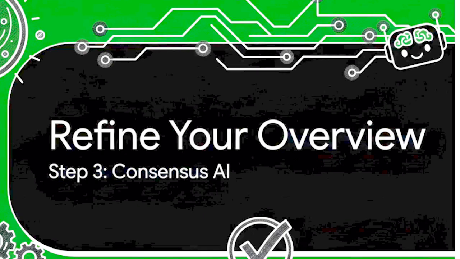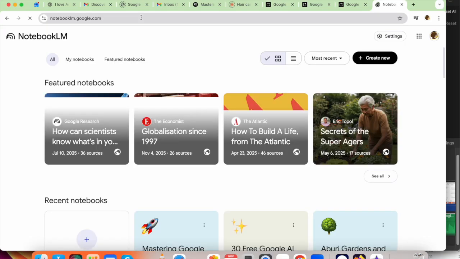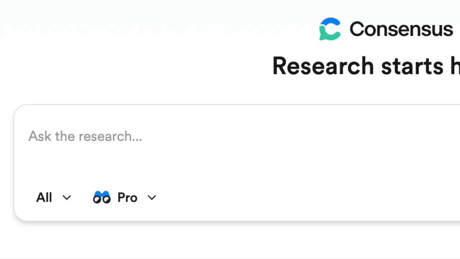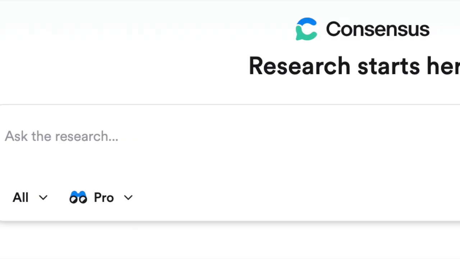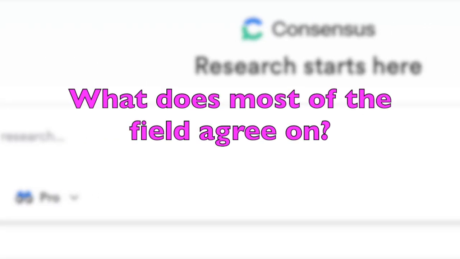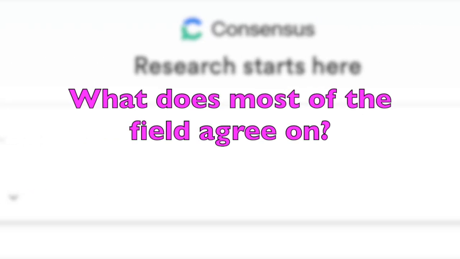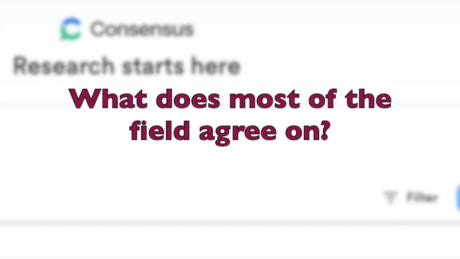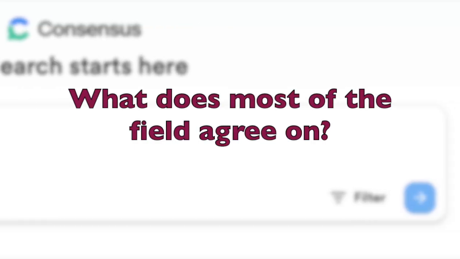Now, if NotebookLM was our microscope for a deep dive into the specific papers we chose, then Consensus AI is our telescope. It gives us that broader bird's eye view of what the entire field generally agrees on. It answers the question, so what does most of the research actually say?